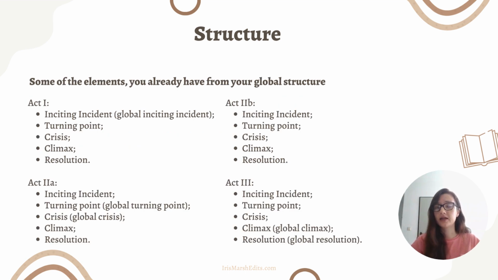So some of the elements within each act you already have from establishing your global structure. So within Act 1, we have the inciting incident, which is the global inciting incident, and then the other points. Then in Act 2A, we have the turning point, which is the global turning point, and the crisis, the global crisis. Then Act 2B has all the 5 elements, and Act 3 will have the global climax and the global resolution.